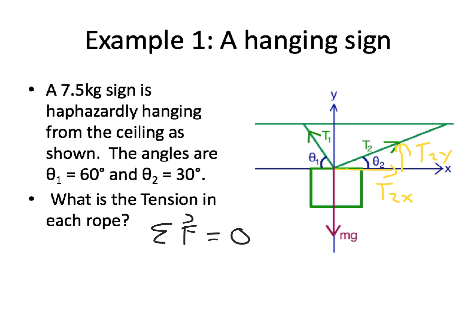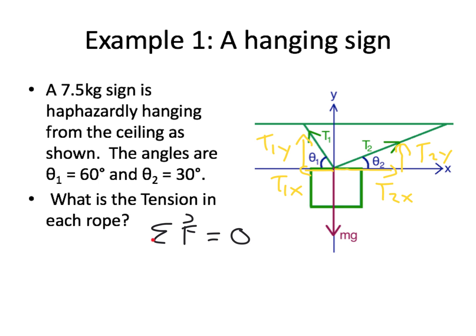Now, if I do the same thing for T1, I've got T1x, and I would have T1y. And we can see here that T1y is pointing in the positive direction, but T1x is actually pointing in the negative direction. So when I do my sum of the forces in the x direction, I need to pay attention to the fact that T1x is actually negative. And so that's what we're going to do.